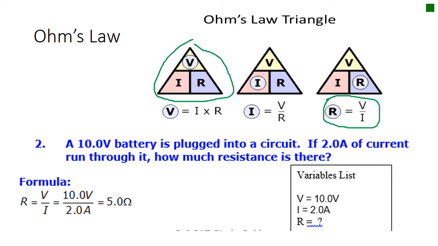From your variable stack, you can work from there and solve the problem. This problem is solved for you, but it's a good example: a 10-volt battery is plugged into a circuit. If 2 amps of current run through it, how much resistance is there? It's giving us our voltage and our current. We have to find the resistance. So we write our formula, do the substitution, and we find our answer. And do not forget your units in the final answer. I would take this one step further and rewrite it and draw a box around it, but that's high school stuff.